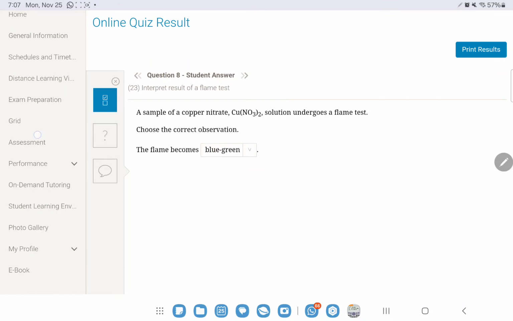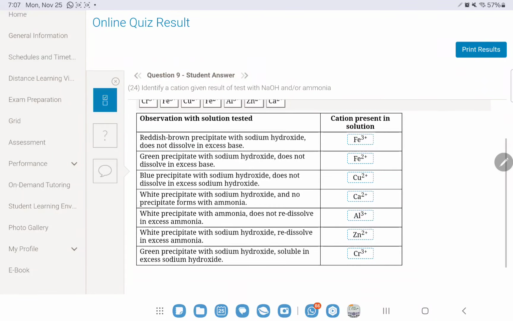Okay. Copper nitrate. What did we say about copper? Copper loves the color blue. Anytime you see copper, it has something to do with the color blue. Okay, this is memorizing. Reddish brown, Fe3+. Green precipitate, if it does not dissolve in anything, it's immediately Fe2+. Does not dissolve, Fe2+. Blue precipitate, like I told you, copper loves the color blue, so it's definitely copper.